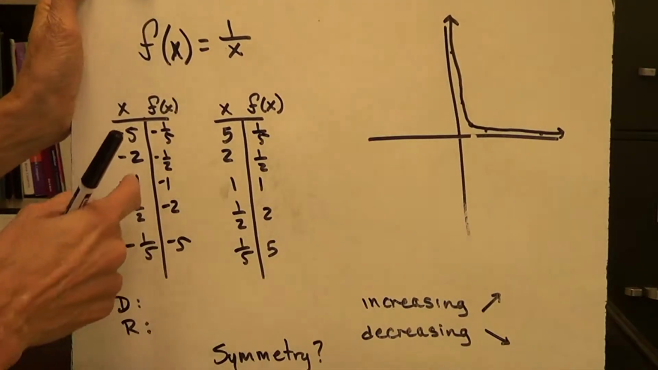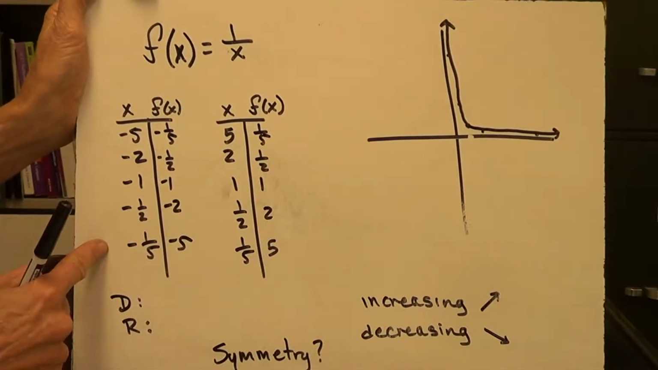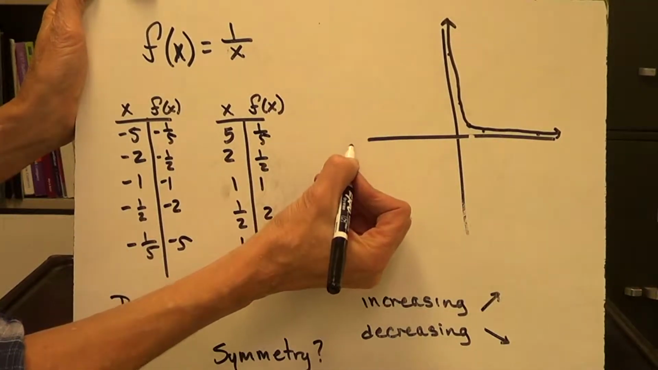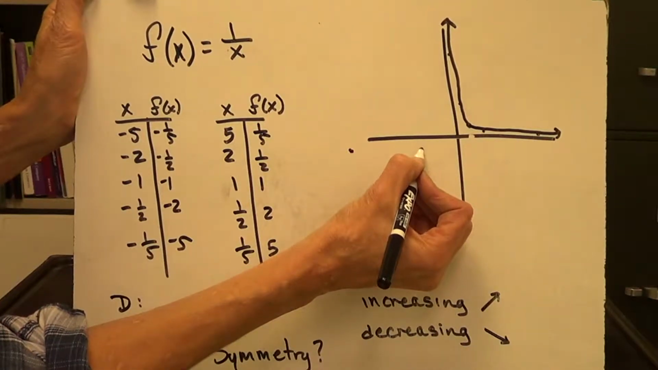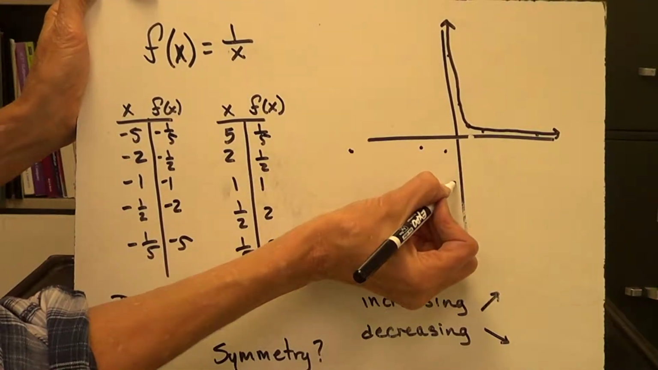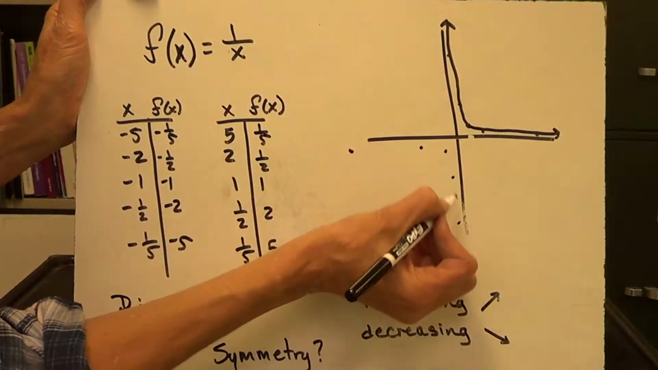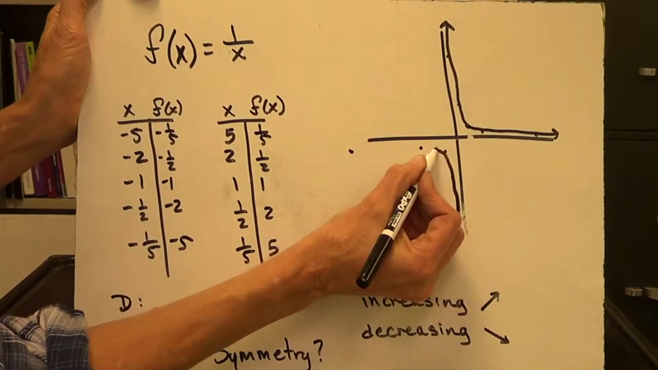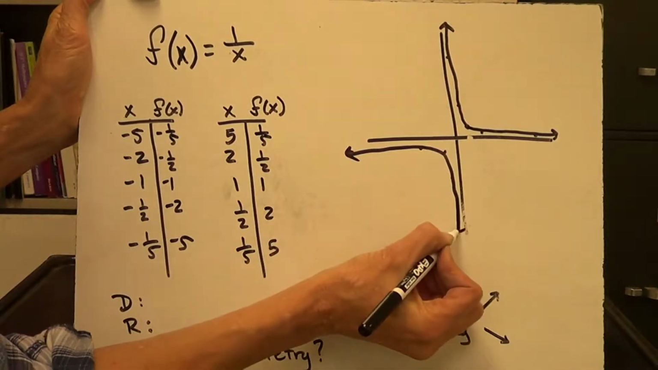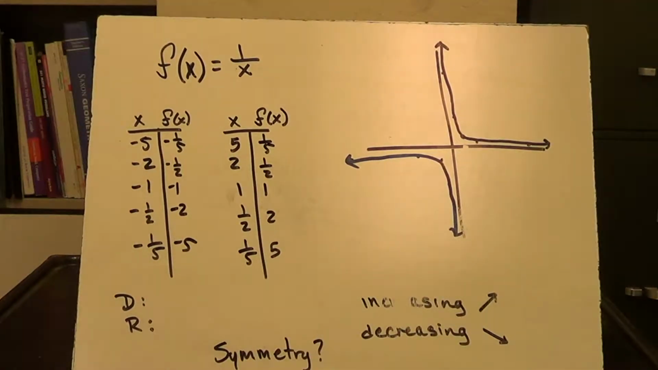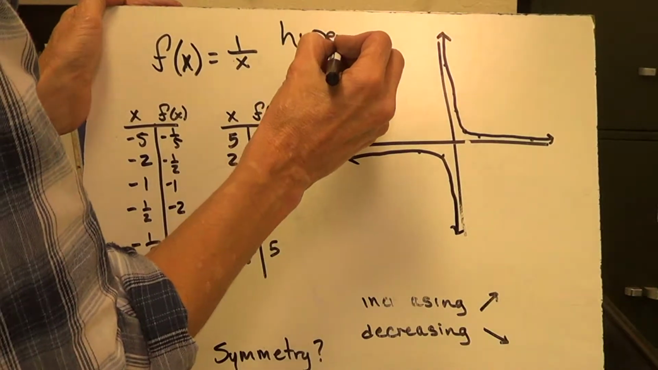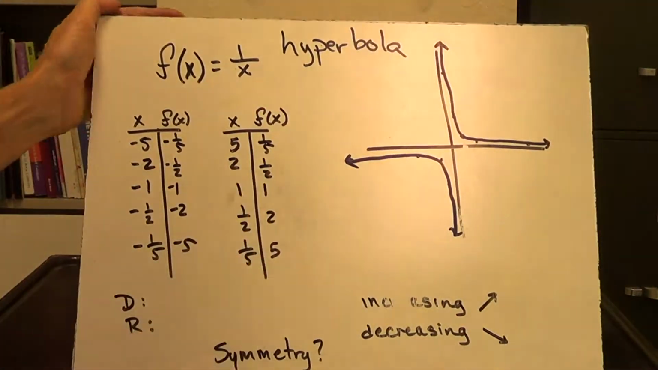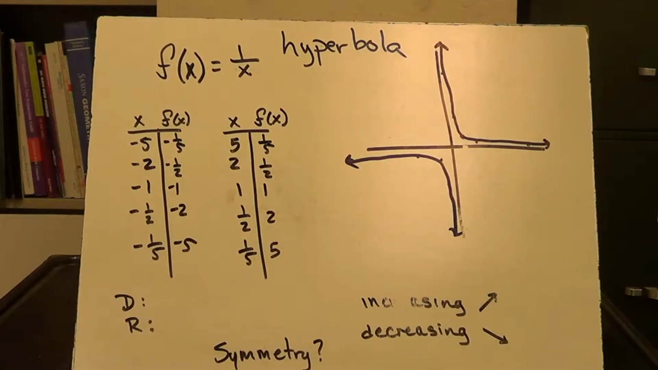Now, this part of the graph does the same kind of thing, but it's down here in the negatives. So it would look something like that. Okay? Couple things I want you to notice. This is called a hyperbola. How you would spell that is hyperbola. Okay, the domain.